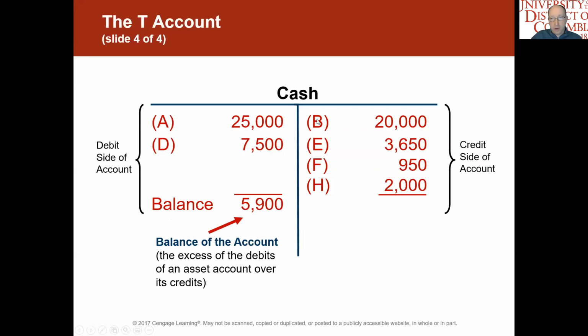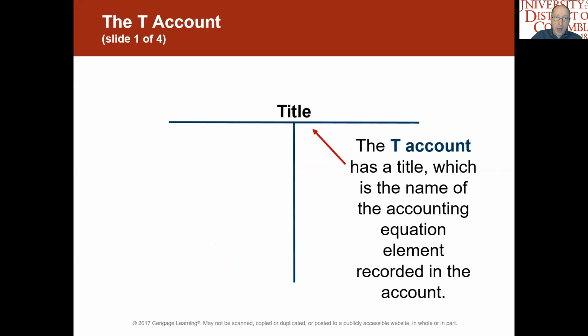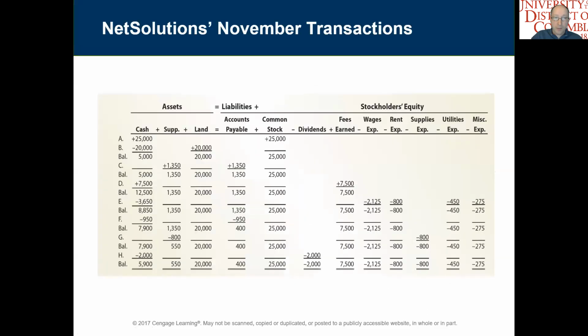And here's an example of a cash account. See at the top, we have the name of the account, cash. In the first transaction, letter A, and this is represented going back to our earlier slide from our example from NetSolutions. As you can see, the cash account, if I look at it from a T account perspective, increased 25,000, decreased 20,000, balance 5,000, increase 7,500, so forth and so on, all the way to transaction H.